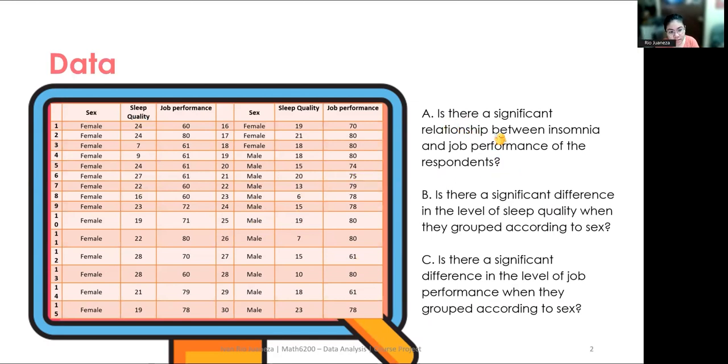Letter A, is there a significant relationship between insomnia and job performance of the respondents? Letter B, is there a significant difference in the level of sleep quality when they group according to sex? And letter C, is there a significant difference in the level of job performance when they group according to sex?